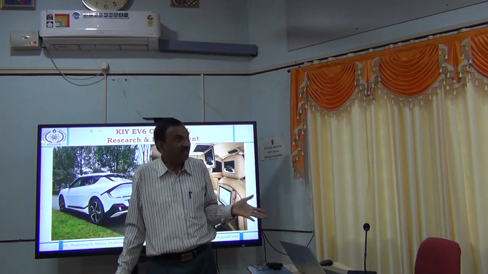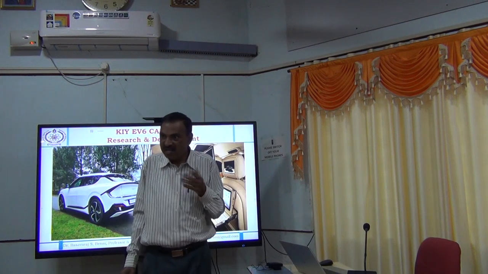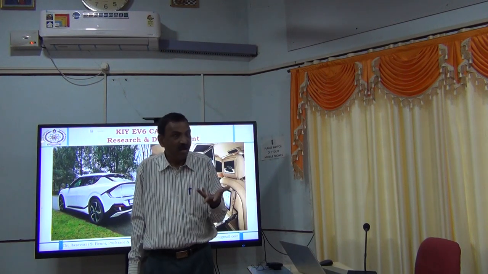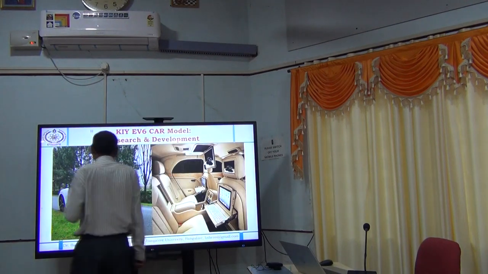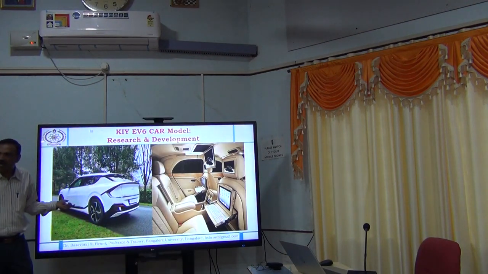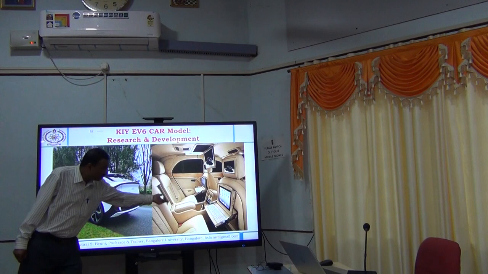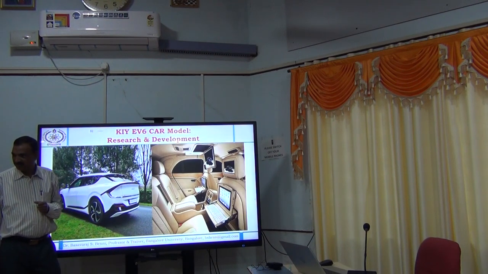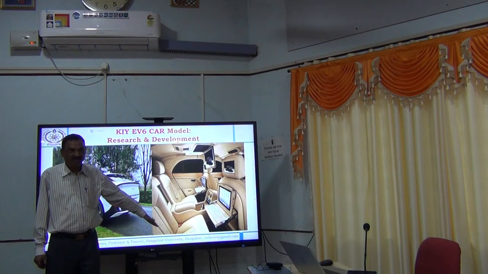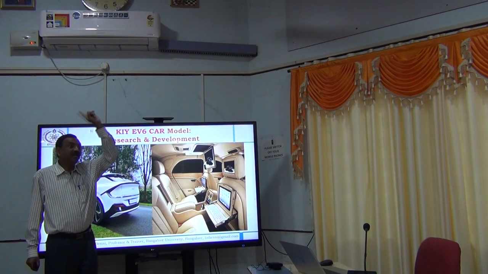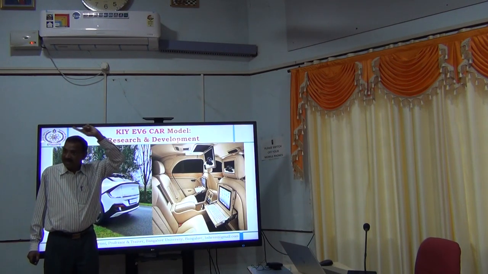Kia did wonders. How did they do it? Look at their design. This is the latest electric car of Kia company. Interiors, they are planning to come up with a new model. Now look at the interior, like aeroplane facilities they are giving. Commercial aeroplane, international flight. They are planning to give that.